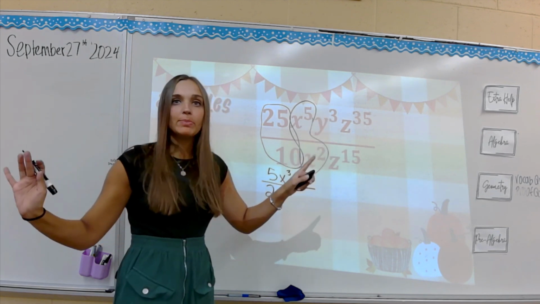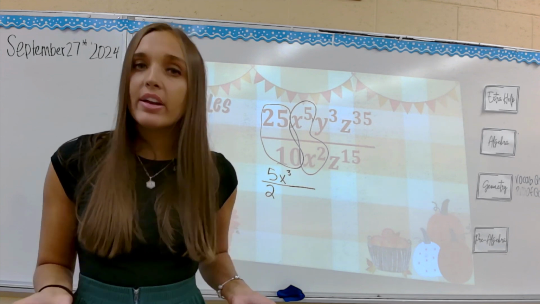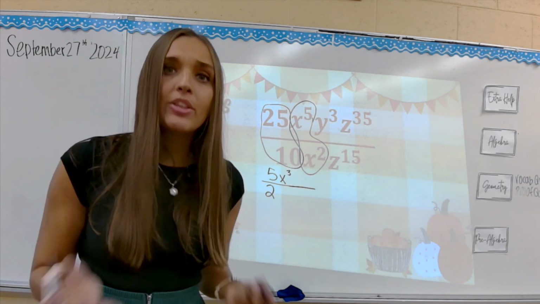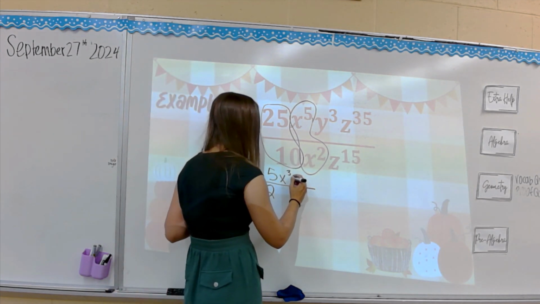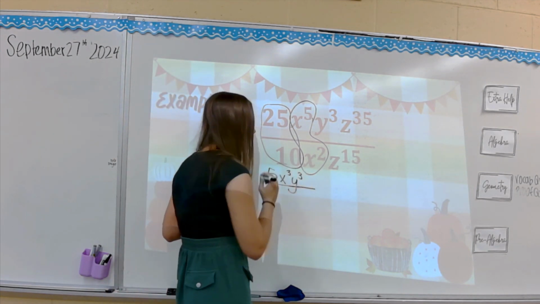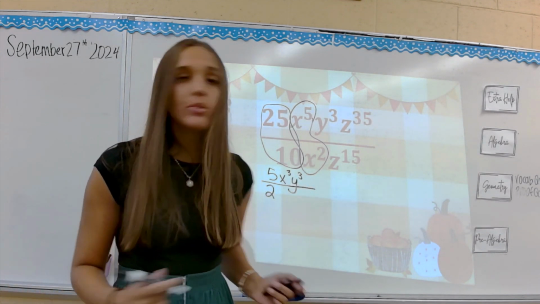We were like, wait, Miss Pollard, there's no y's in the denominator. You're right. So what am I going to do? There's not much I can do. There's a y to the 3rd and nothing in the denominator, so I leave it as is. It's still going to be part of this problem. So I have y to the 3rd still there. And now I just continue like normally.